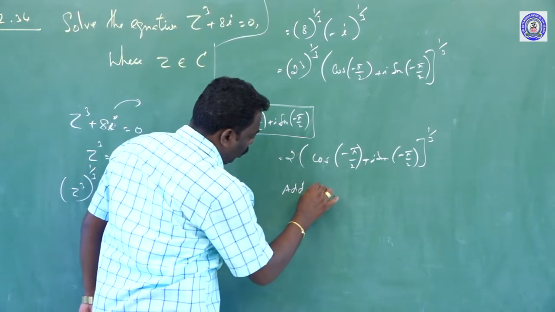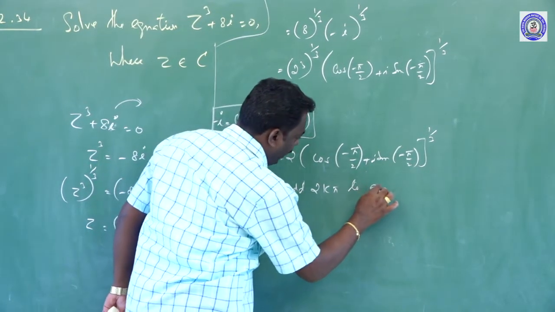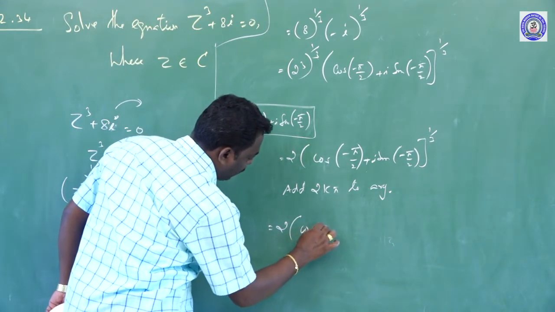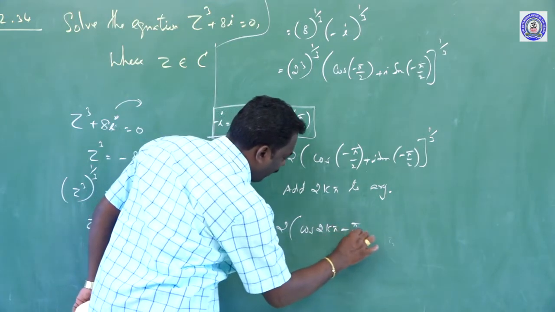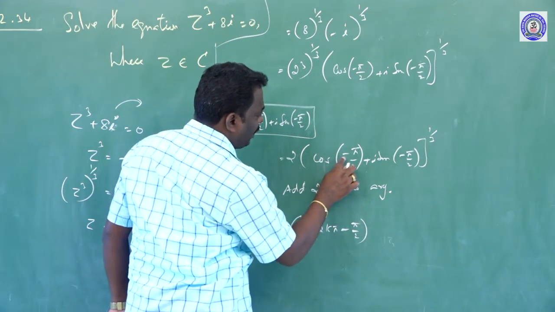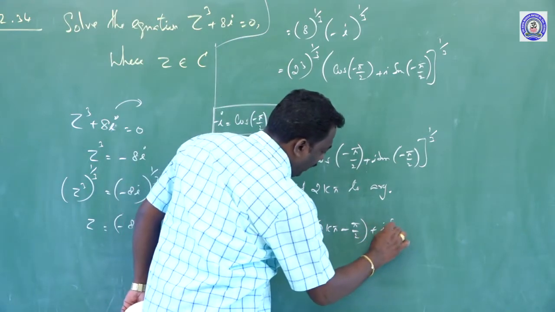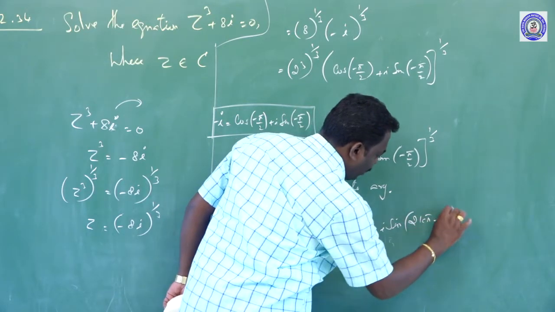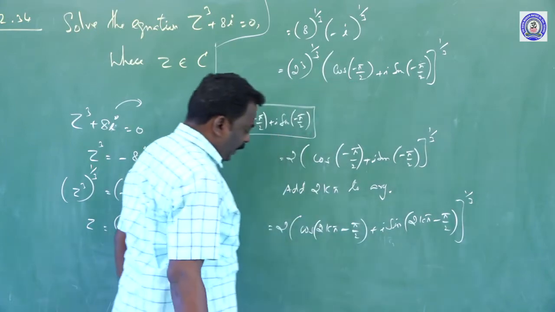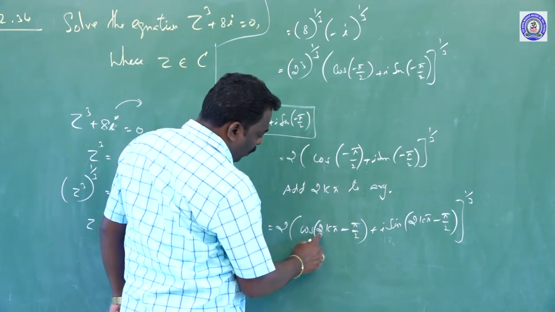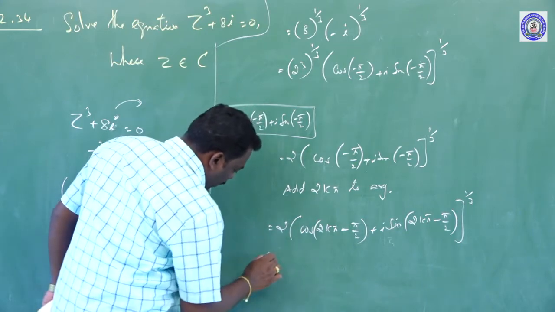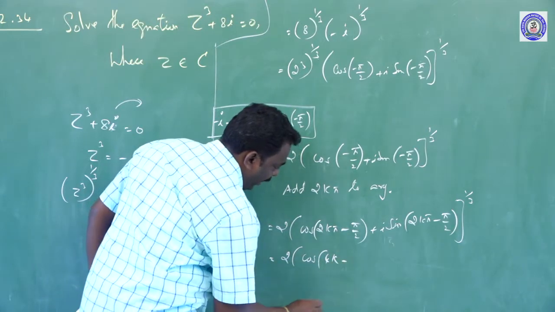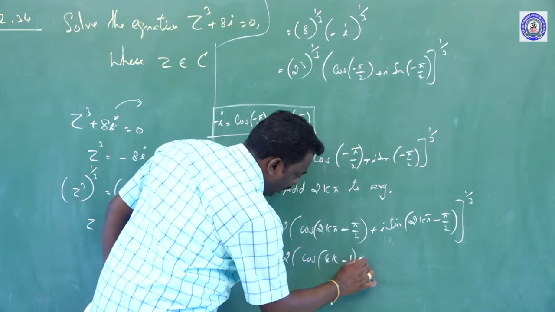Therefore add 2k pi to the argument: 2 into cos of 2k pi minus pi by 2. The argument here is minus pi by 2, and we add 2k pi, plus i sin of 2k pi minus pi by 2, whole power 1 by 3. Just simplify: multiply by 4 and take pi outside. That is equal to 2 into cos of 4k minus 1 into pi by 2.